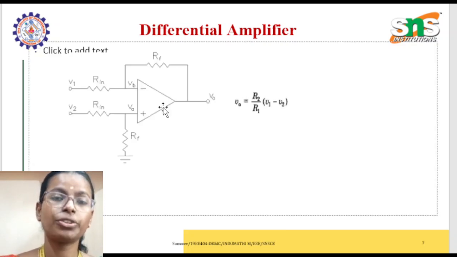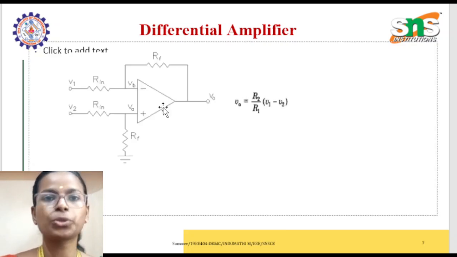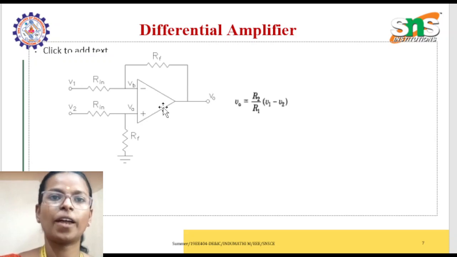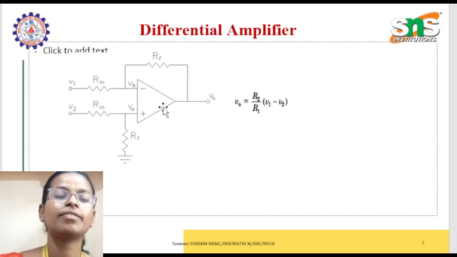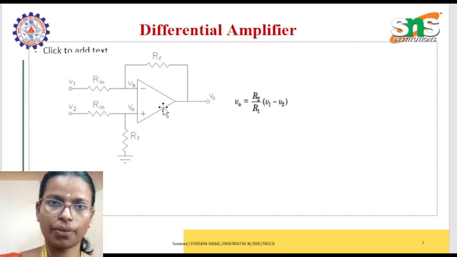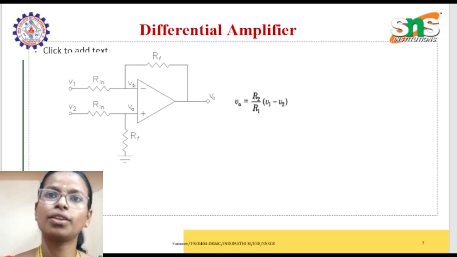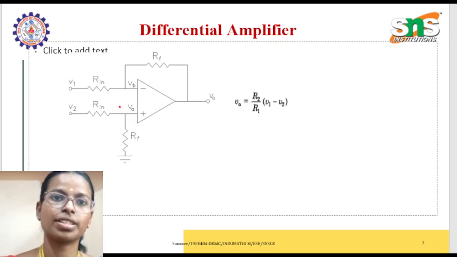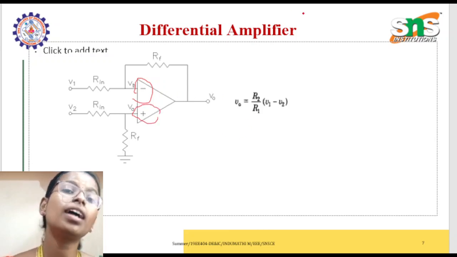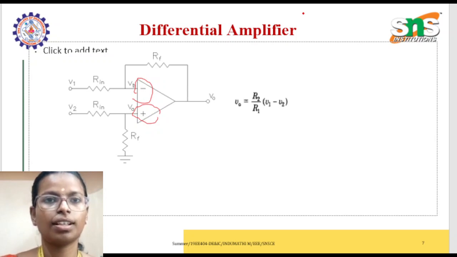You can refer to the circuit diagram. We have two inputs here, V1 and V2, and a feedback resistor. One input is given to the inverting terminal and the other input is given to the non-inverting terminal. Now, how will our output be?